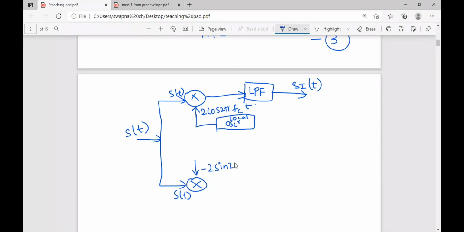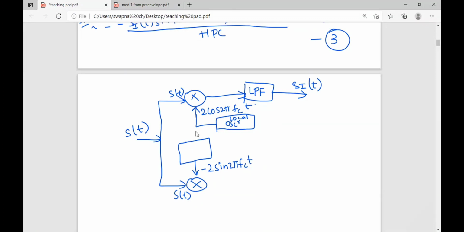minus 2 sin 2 pi fct. Instead of using one more local oscillator, we can use only one local oscillator which is providing 2 cos 2 pi fct, but I don't want 2 cos 2 pi fct. I need to get minus 2 sin 2 pi fct. What should I use here? Phase shifter. Yeah, a 90 degrees phase shifter we need to use.